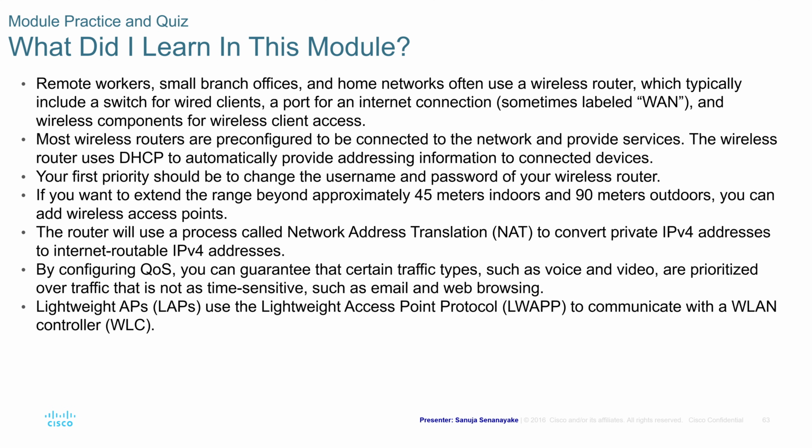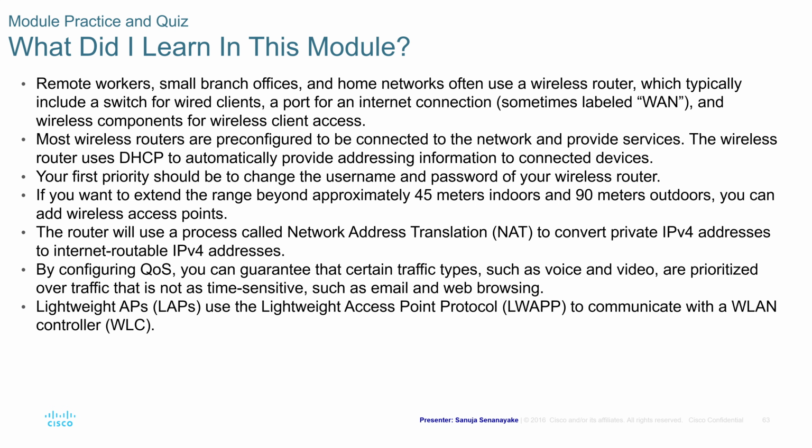So here is a summary of what we have covered in this module. We learned remote workers, small branch offices, and home networks often use a wireless router, which typically includes a switch for wired clients, a port for an internet connection, sometimes labeled as WAN but also sometimes labeled as Internet, literally, on the back of the port, and the wireless components for wireless client access. We learned most wireless routers are pre-configured to be connected to the network and provide services. The wireless router uses DHCP to automatically provide addressing information to connected devices.